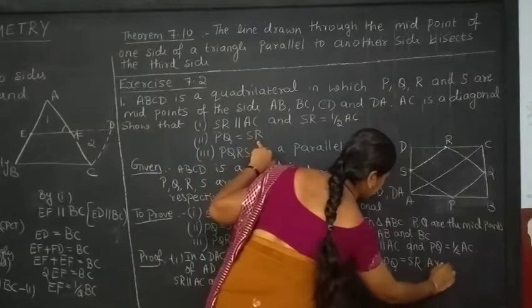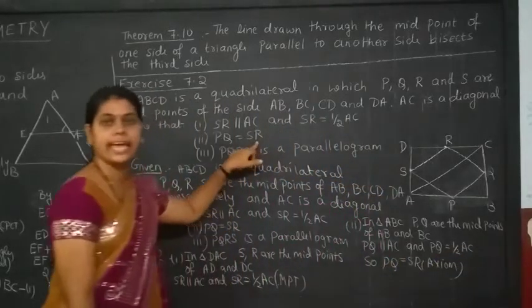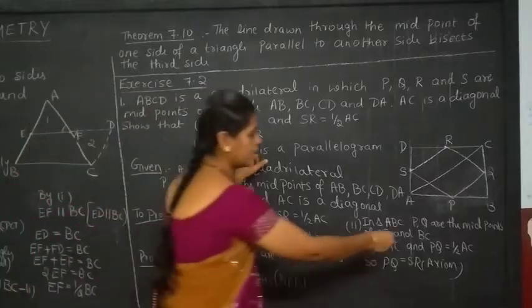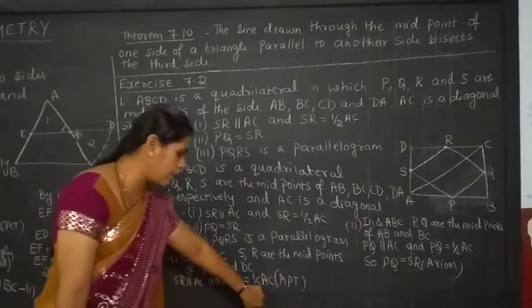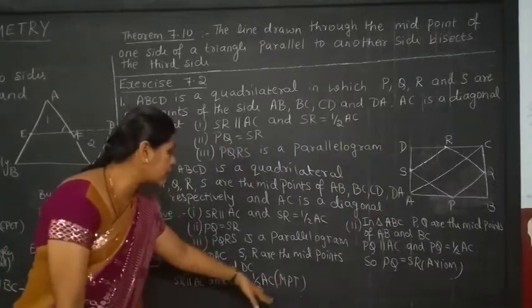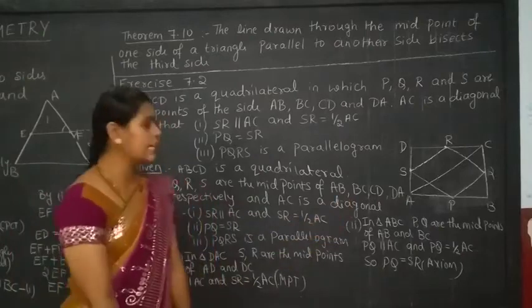This is by the axiom. Axiom: things which are equal to the same thing. PQ is equal to half AC. SR is equal to half AC. So both are equal to half of AC. I can write SR and PQ are equal.